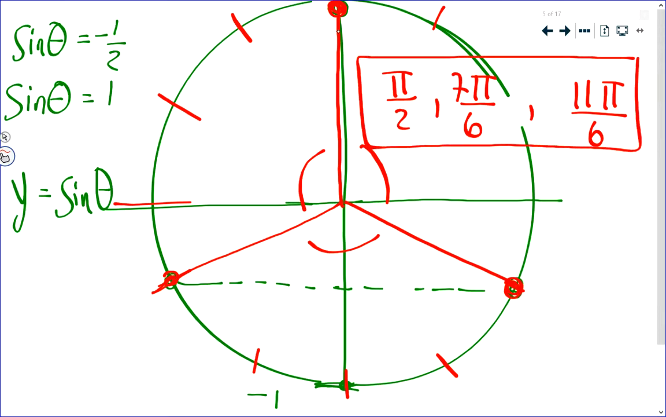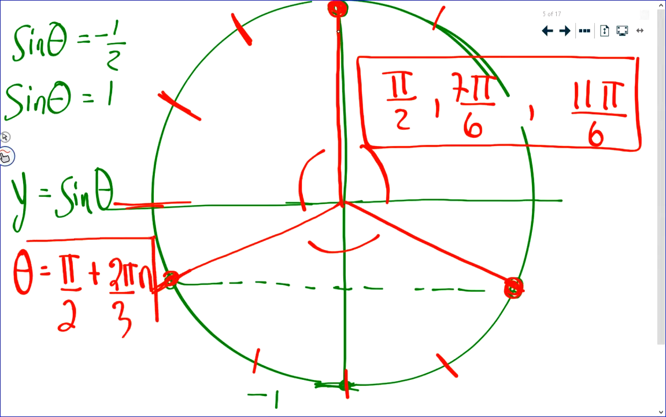My general solution can be written as saying theta is equal to pi over 2 plus multiples of that angle between them. And that angle between them is 1, 2, 3, 4 pi over 6, which is 2 pi over 3. So this is the general solution where you can say n is equal to an integer.